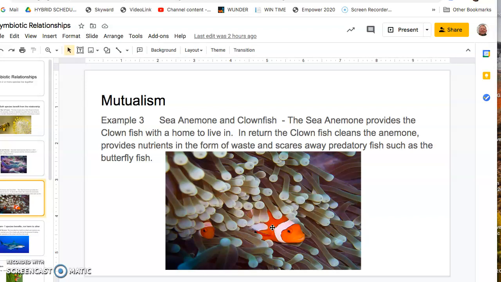So in return for getting a home to live in, the clownfish cleans the sea anemone and provides nutrients in the form of waste, and it scares away other predatory fish such as the butterfly fish. So that's a win-win for the sea anemone and the clownfish. So that's three examples of mutualism.